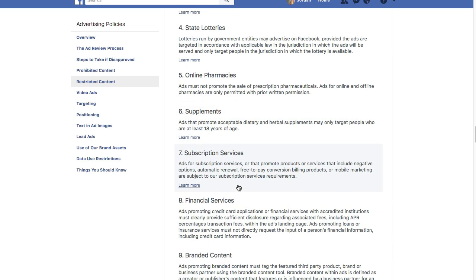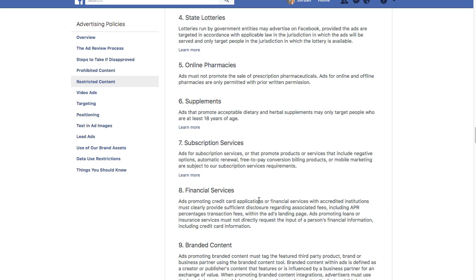Subscription services, you have to be careful around that. Basically, Facebook has the authority to decide that your subscription service doesn't meet their requirements and can shut you down. Financial services, again, you have to be careful here. You have to be very transparent, ensure that all of your financial terms and everything else are disclosed and visible. And you have to be really careful with your copy because you can't call out anyone's specific financial situation, so your copy has to be very generic in that sense.